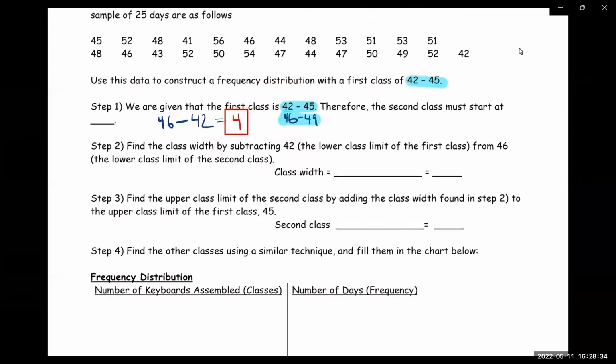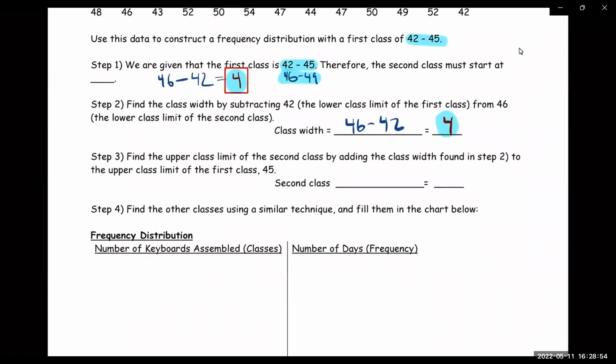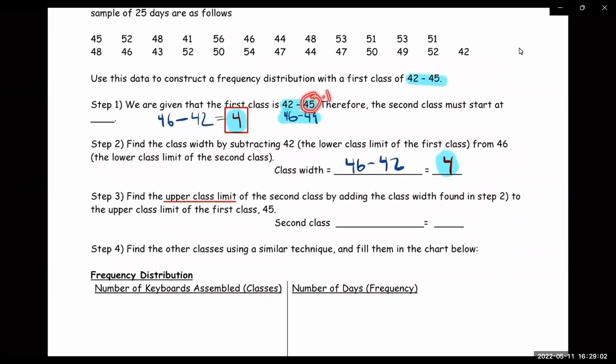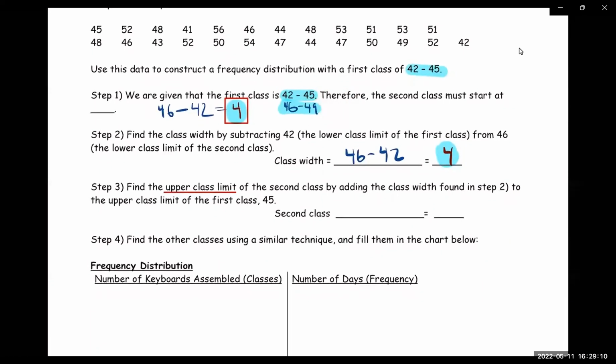Then they say find the class width. Oh, okay, well, we already did that step. The class width, you find it by doing 46 minus 42, which is 4. We already did that. To find the upper class limit, we already did that as well. The upper class limit, you just add 4 to 45. 45 plus 4 is 49. So that's how we found the upper class limit.